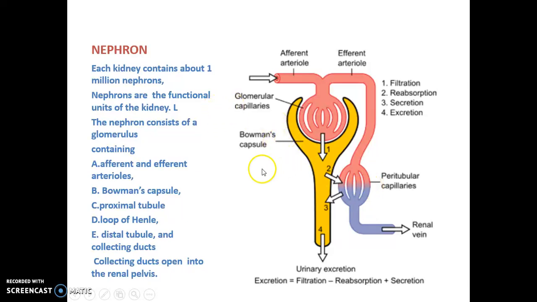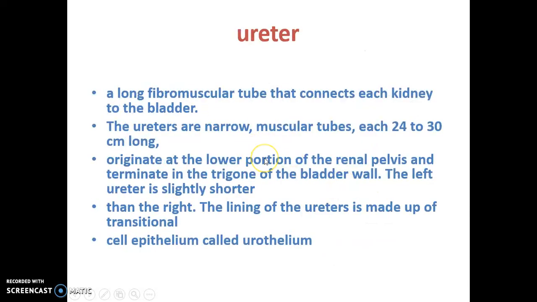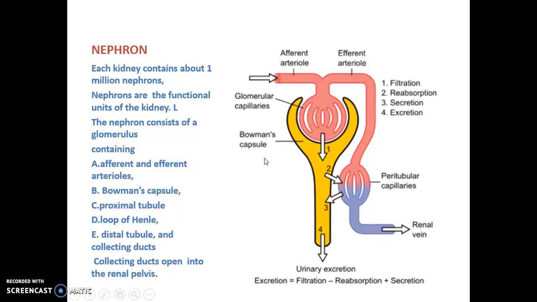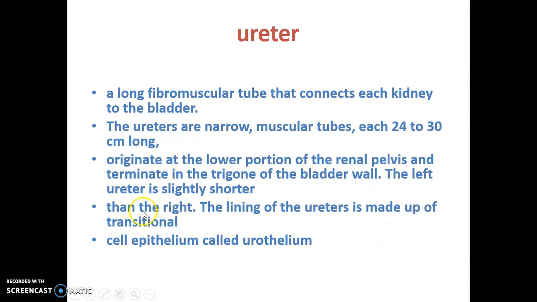Forget about all those things because we will discuss this in the physiology part. So the nephrons are the functional unit of the kidney, and these are the parts of the nephron. Next comes the ureter. Ureter is a long fibromuscular tube that connects each kidney to the bladder. So ureter connects kidney to the bladder.